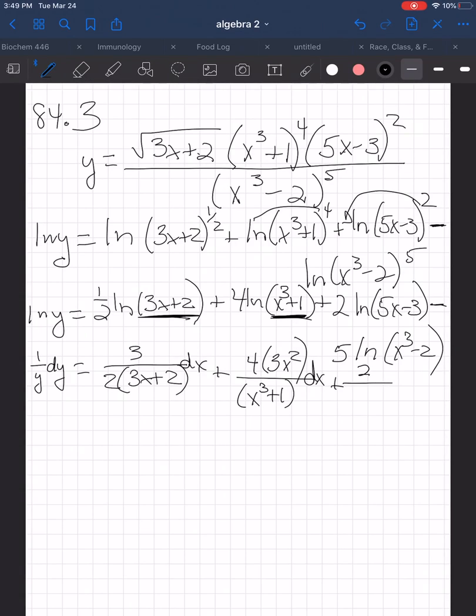plus 2 over 5x minus 3, but we have to multiply by the derivative of that, which is 5, and then minus 5 over x cubed minus 2, but then multiply by the derivative of what's inside. So that's times 3x squared. Oh, and this is a dx, and this is a dx. So what do we do next? Divide everything by dx.